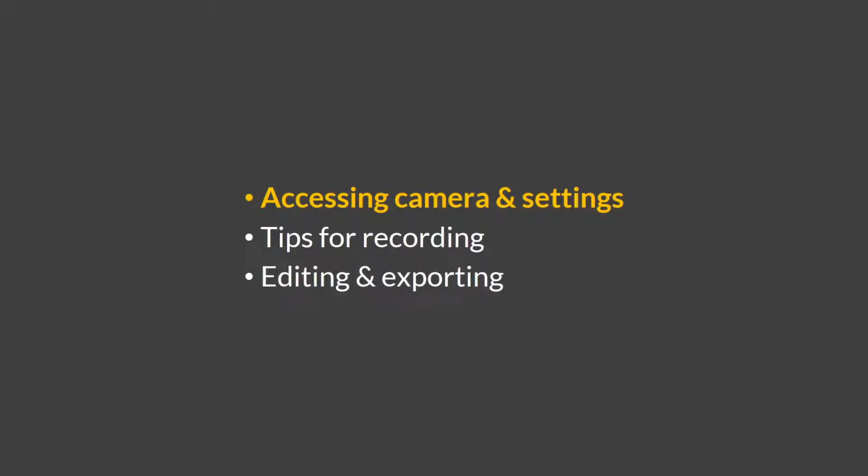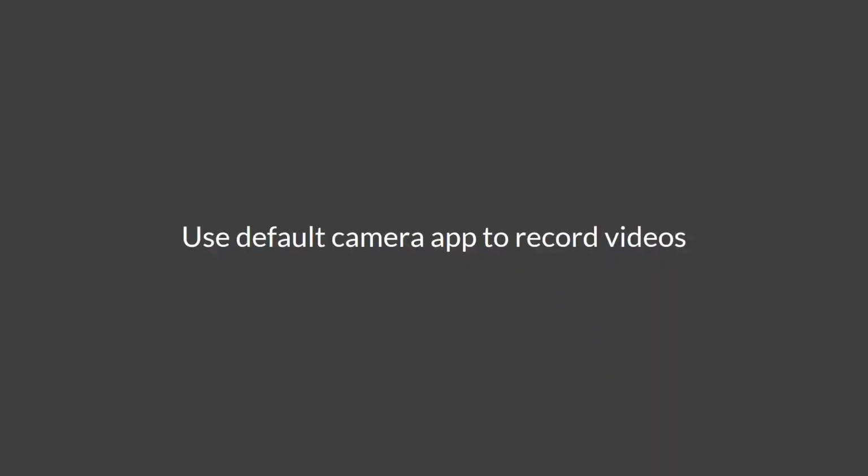All right. Let's go ahead and get started, and we are going to start with accessing the camera and settings. For this topic, I want to start by establishing how you're going to even get to record videos on your device. You might be thinking, do I need a special app or do I need to pay for something? The answer is no, you don't need to pay for anything or even download anything. You can use the default camera app that is on your phone to record videos. And that's what we're going to be showing you in the rest of this section.